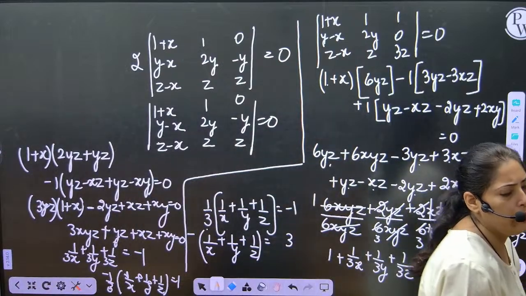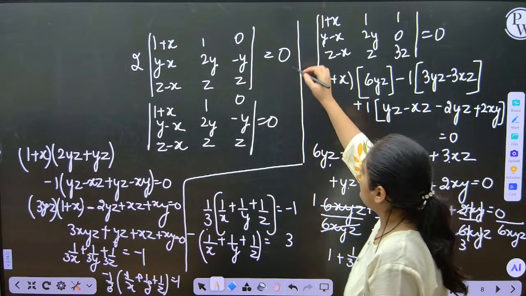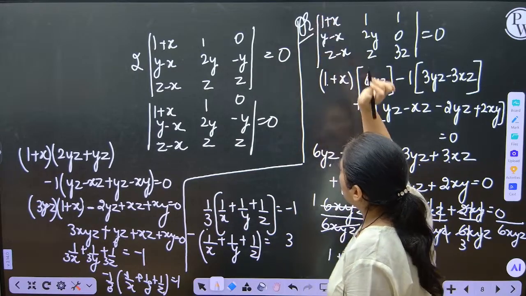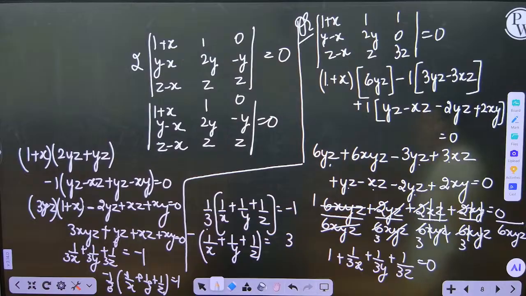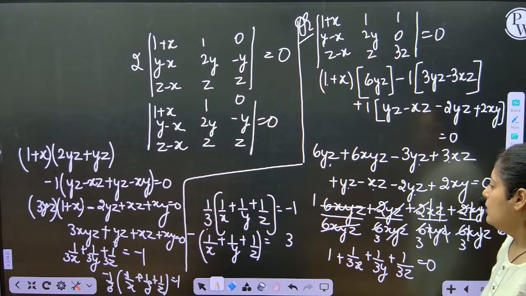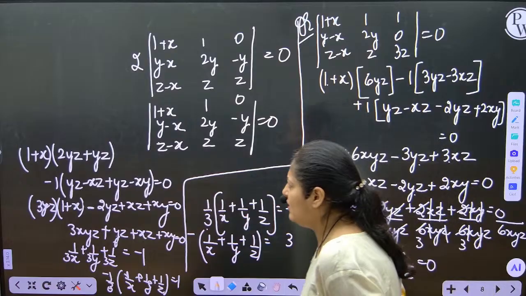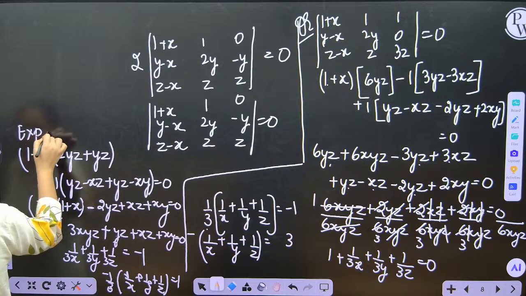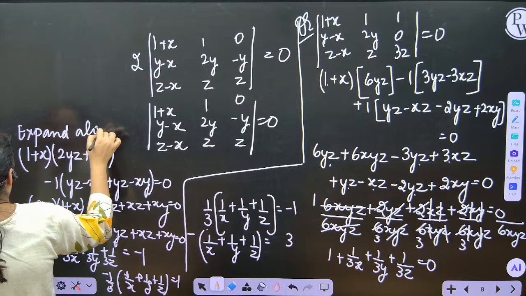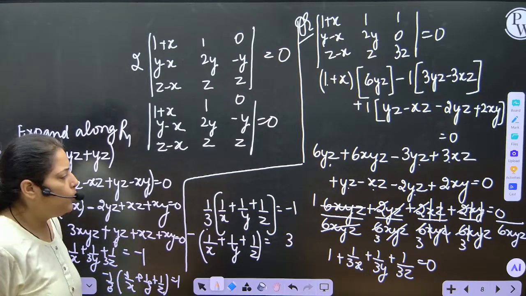So anyway we can do it. Note both ways. This is the OR method. Both the methods are correct. Here I have just simply expanded, nothing else. Here I have simply expanded along row 1. Expand along row 1.